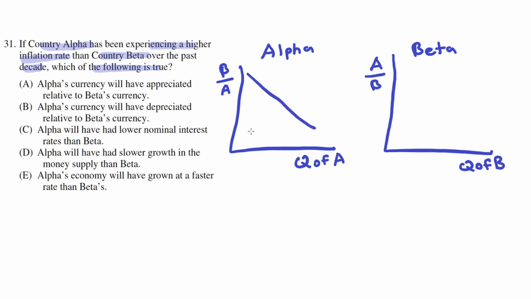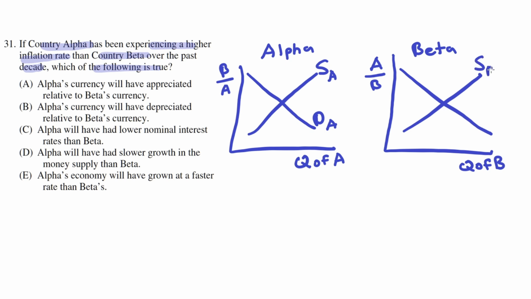And for both of these graphs, there are two sloping curves. The upward sloping curve represents the supply of alpha's currency, and the downward sloping curve represents the demand for country alpha's currency. Similarly, for the forex graph for beta, the upward sloping curve represents the supply of beta's currency, and the downward sloping curve represents the demand for beta's currency.